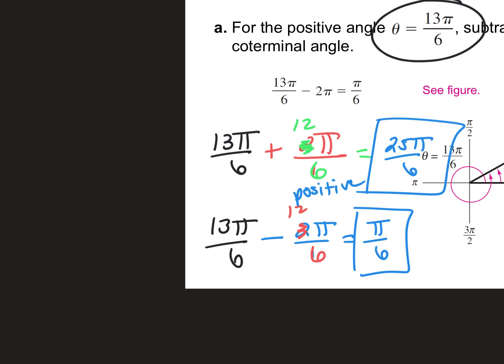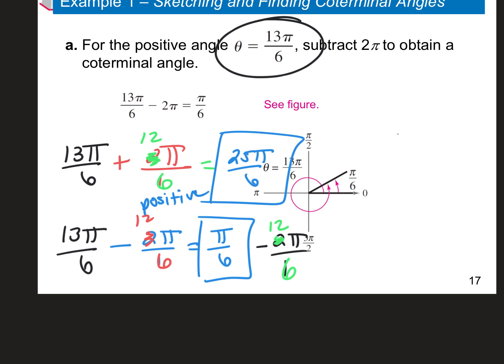So I'm going to subtract, again, 2 pi. Again, what's my common denominator between 1 and 6? 6. This becomes 12. So what's 1 pi minus 12 pi? Negative 11 pi over 6. There's your negative coterminal. Either one of these could be an answer as the positive.